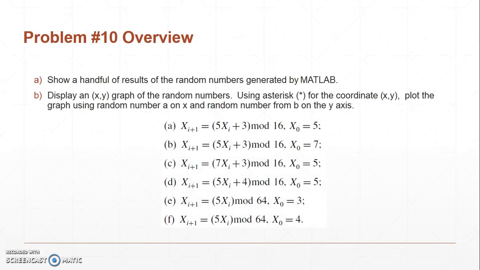So the problem we're looking at today deals with a random number generator. We have A through F here of different linear congruential random generators, and A through D are going to be of the mixed type because the increment, as you see here, is above 0. E and F don't have one, so the increment is 0, and that's going to be the multiplicative type.